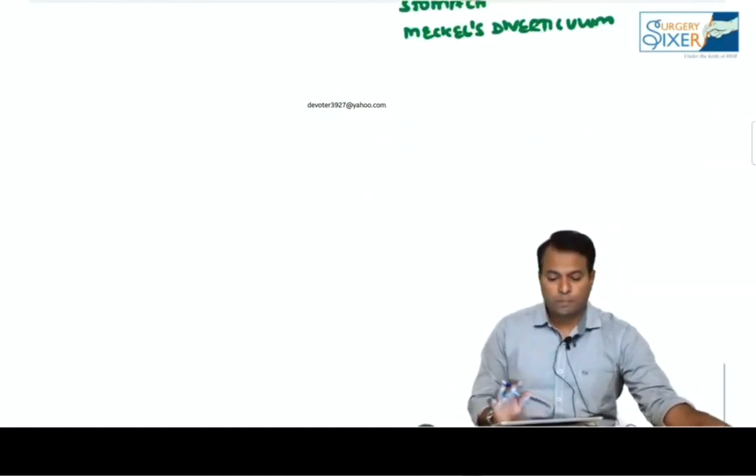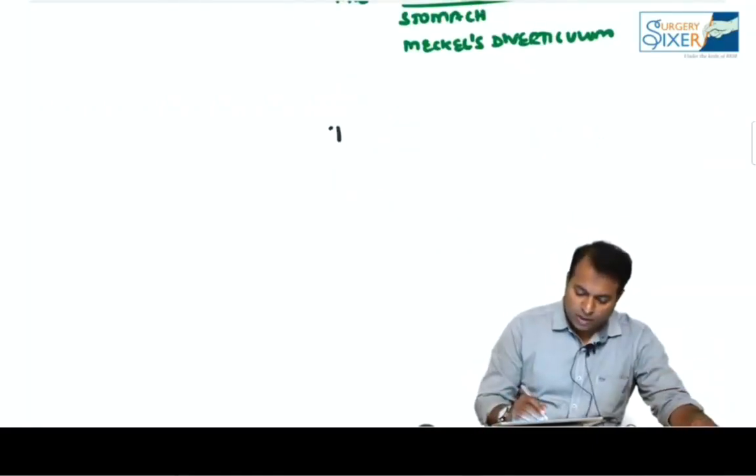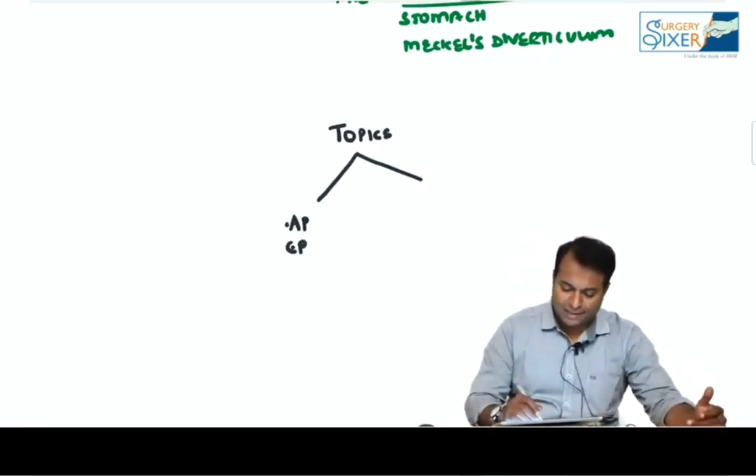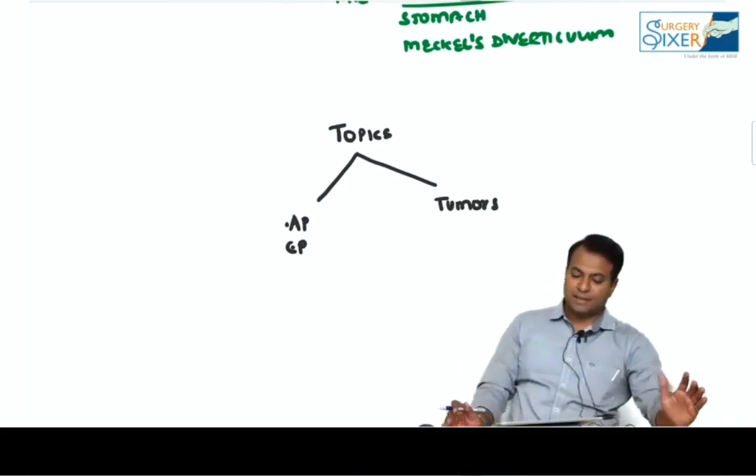Okay, so when you come to the pancreas chapter, it's a very small chapter. We deal with only two topics as a surgeon. One is acute and chronic pancreatitis. Another is tumors in the pancreas. That's all. The entire pancreas chapter is acute and chronic pancreatitis and tumors.